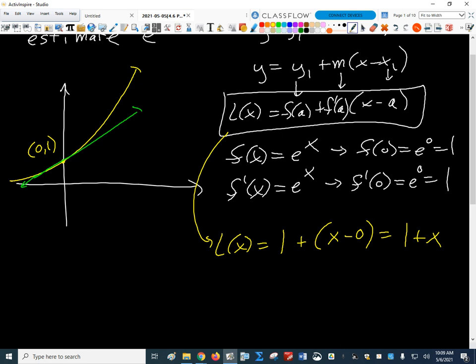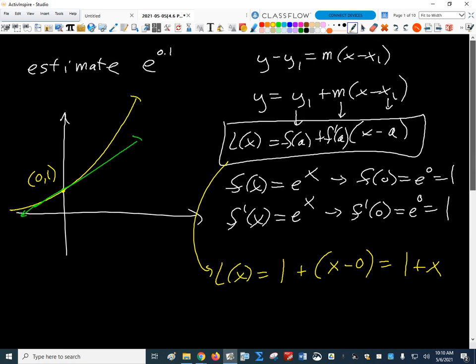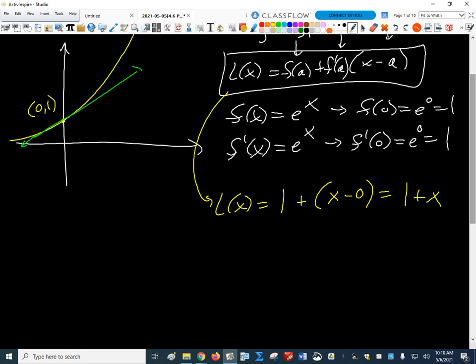So then if we want to evaluate this at, what are we doing, 0.1, I think it is. So L of 0.1 is just equal to 1 plus 0.1 equals 1.1. Okay, makes sense? All right.